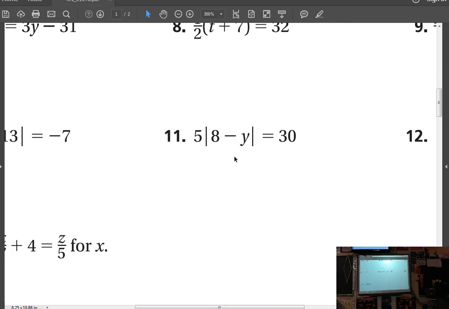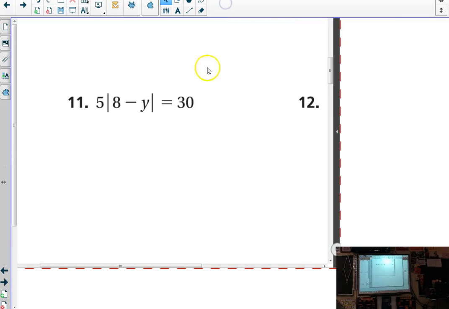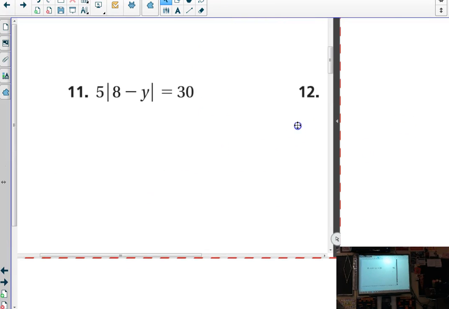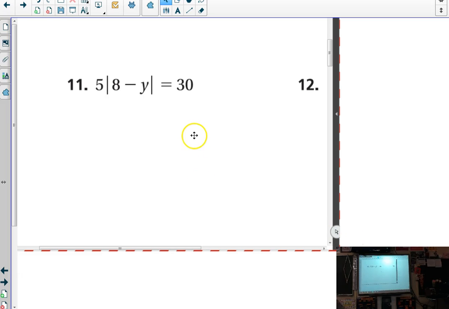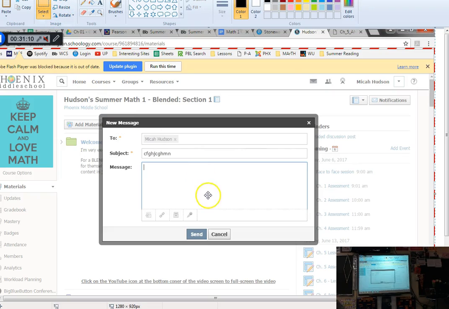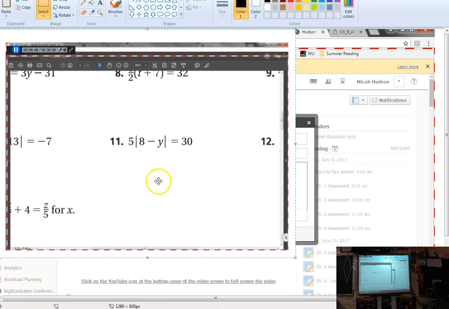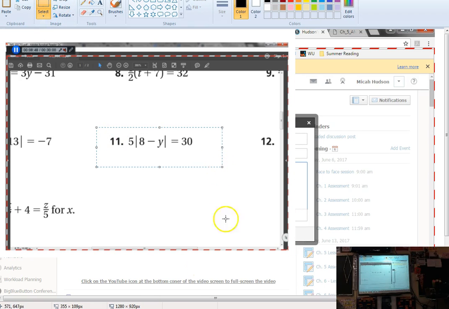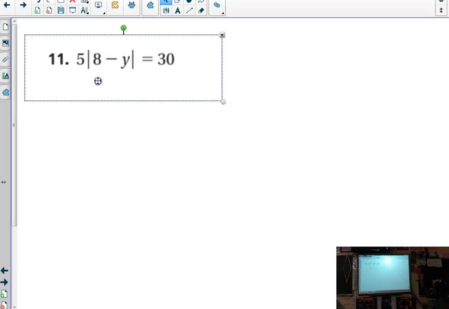So remember that with absolute value, my input could be positive or negative, what I start with. So there's a couple different ways to do this. But because of how it's going to relate to inequalities, sorry, that's really going to frustrate me. So give me a second. All right, much better.